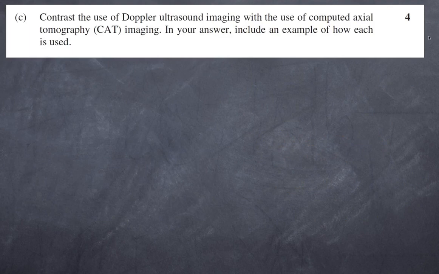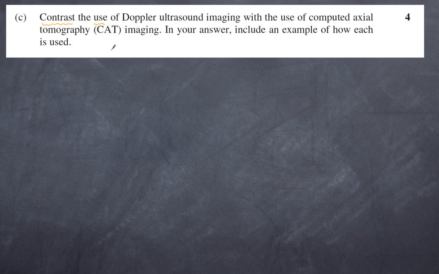It says contrast the use of Doppler ultrasound imaging with the use of computed axial tomography (CAT) imaging, and in your answer include an example of how each is used. Again, let me look at the meta-narrative before I look at the answer. It says, first of all, contrast. What contrasting means is describe both but highlight their differences. If this was compare, then we need to look at similarities and differences, but it's contrast, so we're only interested in the contrast.